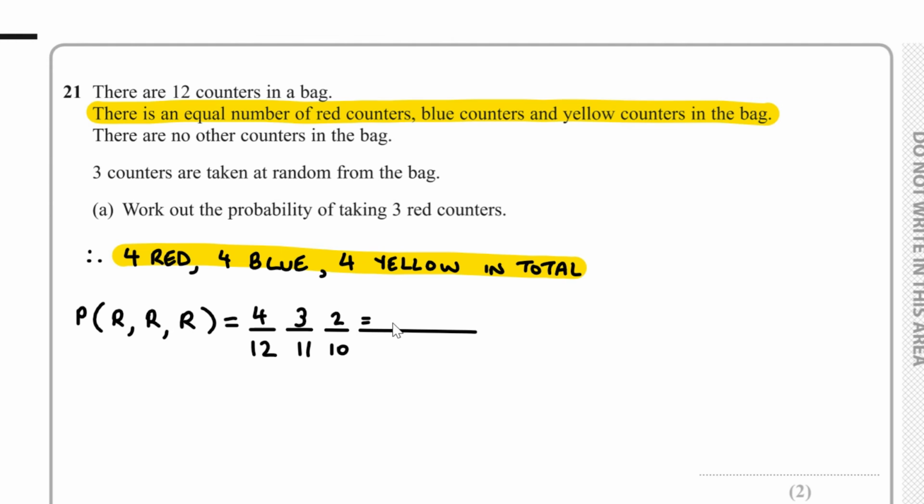And if we work out what this is, it turns out 4 times 3 times 2 is 24. On the bottom we've got 1320, which we can simplify to 1 over 55. So the probability is equal to 1 over 55.